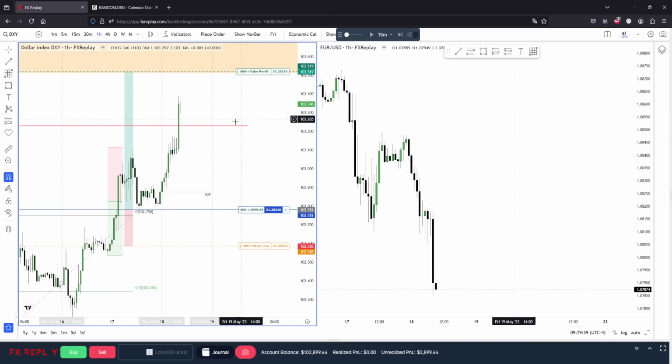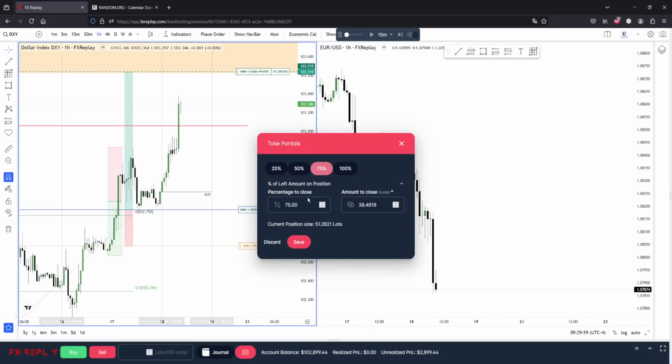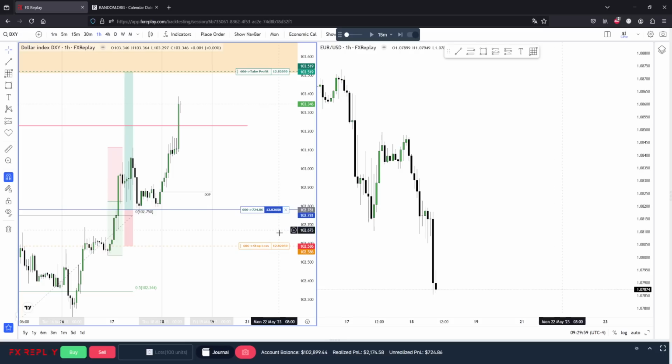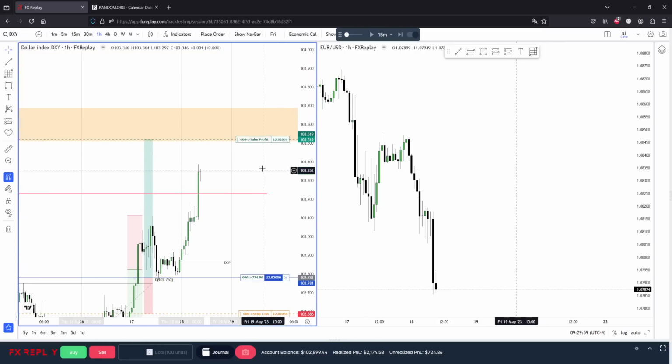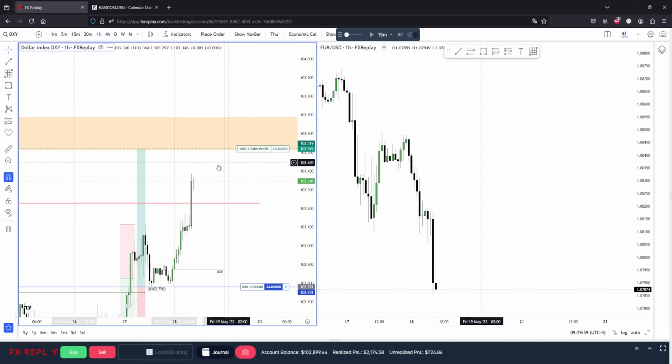Yeah. Okay, so we're up almost 3%. So let me take off most of the position. We're actually going to let that run. So take a 75%, realized P&L, 2.1% with the first trade. Could have been up here as well. I could have been up like 120 pips here, but oh well, it is what it is.